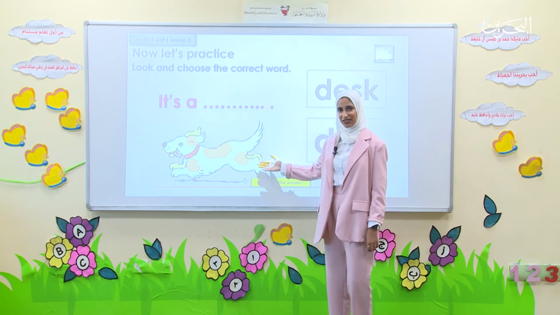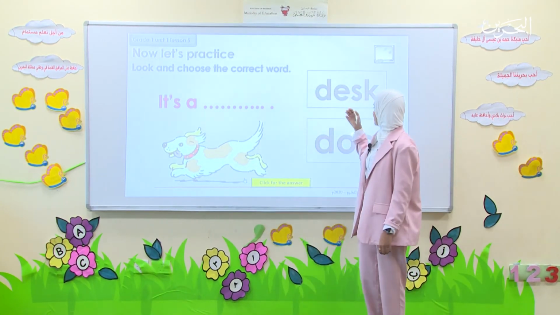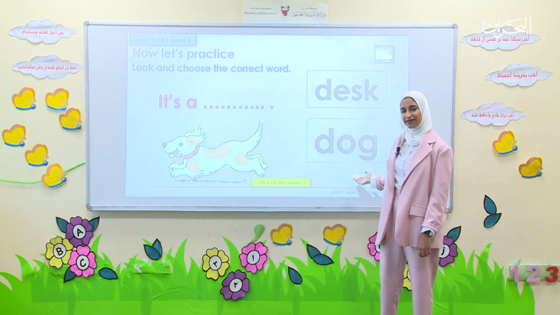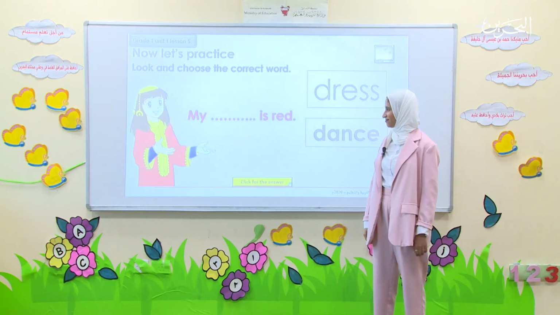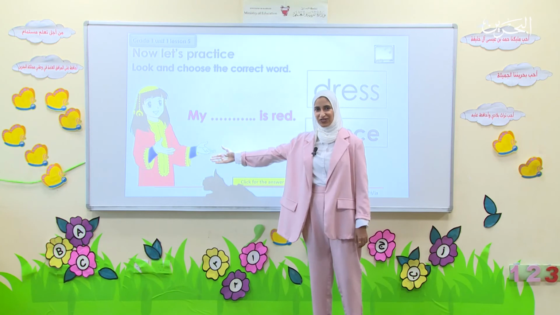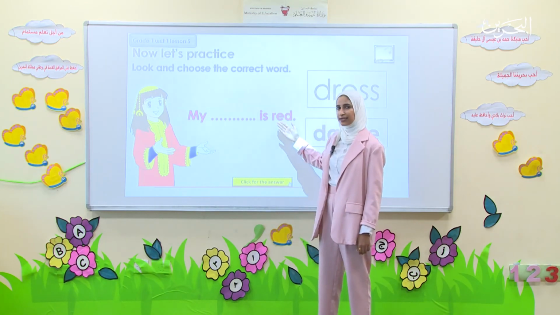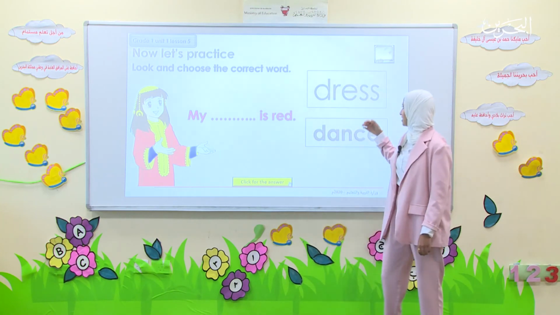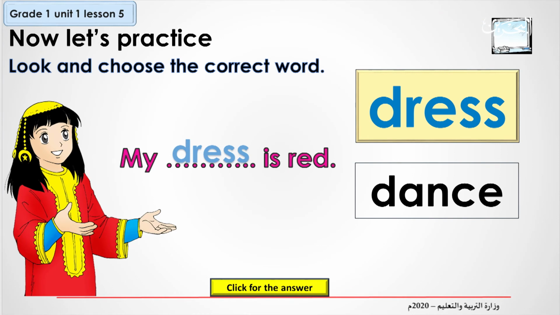Now look at this picture. It's a desk or dog. It's a dog. Terrific. Now look at this picture. My dress is red. Dress or dance? My dress is red. Excellent.